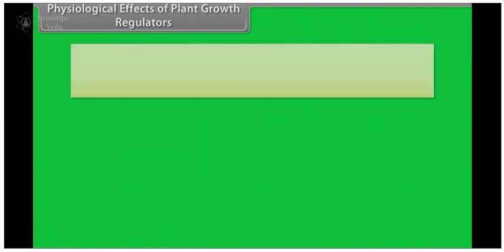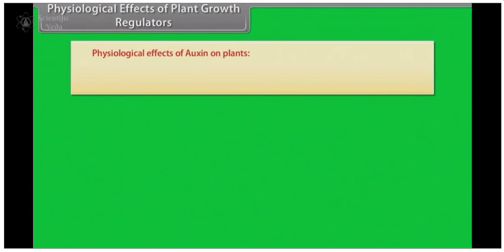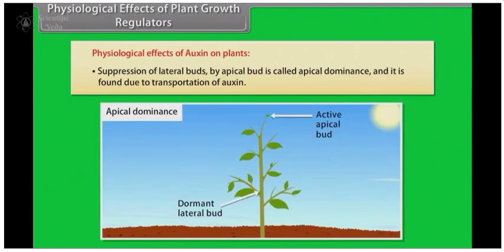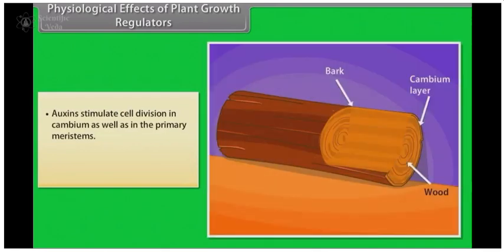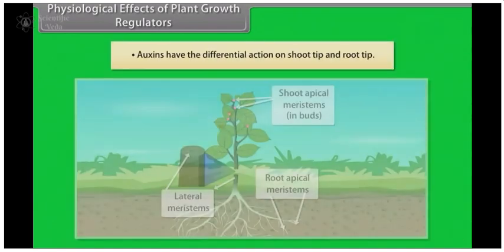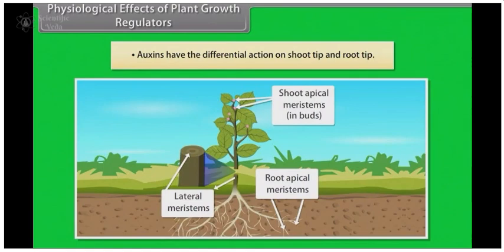Physiological effects of auxin on plants. Suppression of lateral buds by the apical bud is called apical dominance, and it is due to the transportation of auxin. Auxin stimulates cell division in the cambium as well as in the primary meristems. Cell elongation is an important role played by auxins. Auxins have a differential action on shoot tip and root tip.